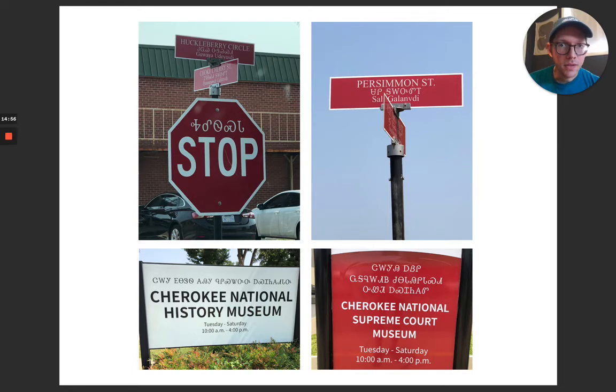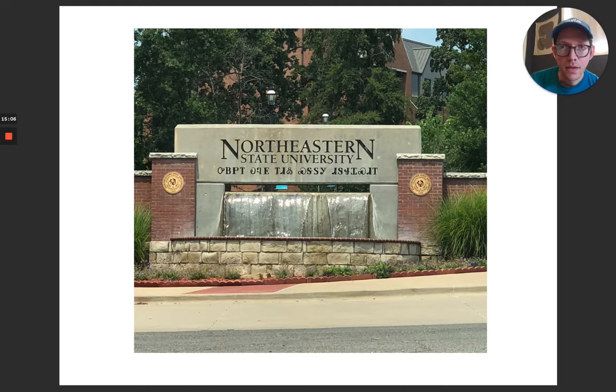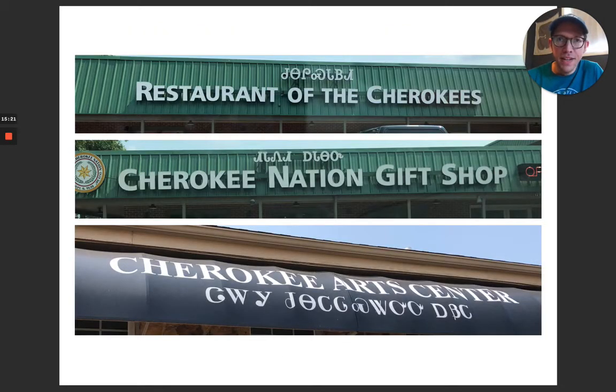There's a lot of signage around town that has syllabary on it, in addition to English. This is the university in the town, which was at one time the Cherokee Women's Seminary. And they've got a syllabary on the bottom of their sign too. Here's some more signage.